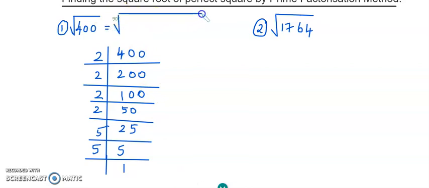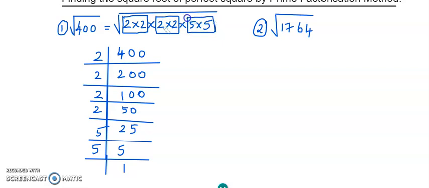We'll put the symbol like this, and we'll write down all the factors. So 2 multiplied by 2 multiplied by 2 multiplied by 2, and then multiplied by 5 multiplied by 5. Now the key rule: you will make pairs, one pair, second pair and third pair, pairs of the same numbers. So now this 2 is multiplied to itself, so that equals, take out only 1 2 from this pair, then from this pair again take only 1 out, and from this pair you take out 1.